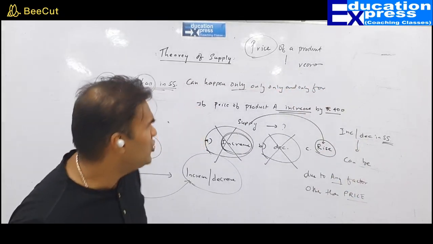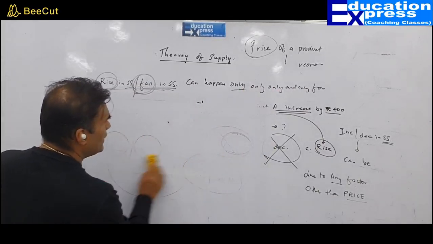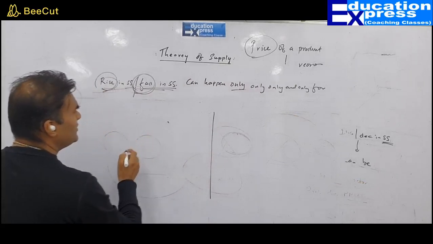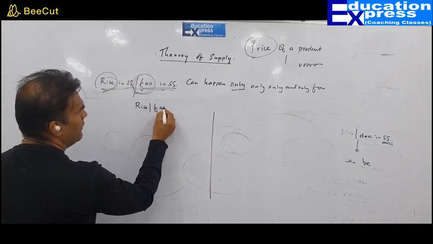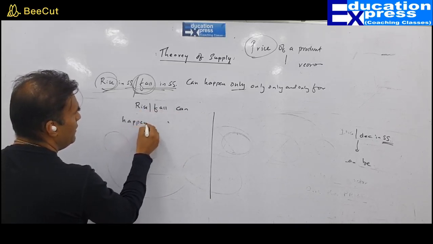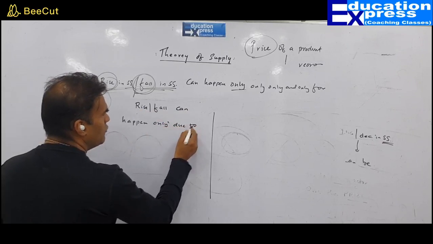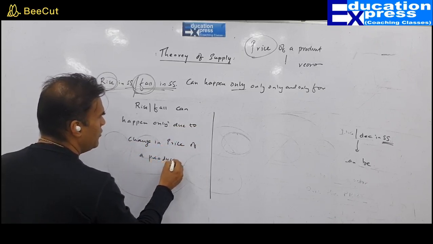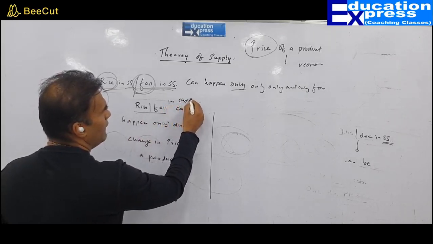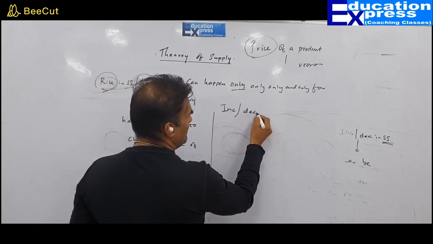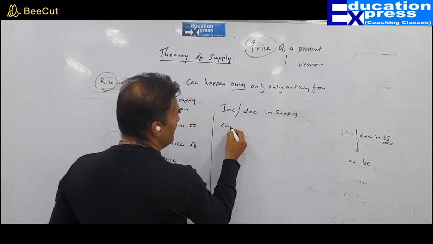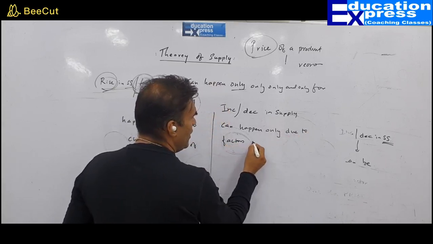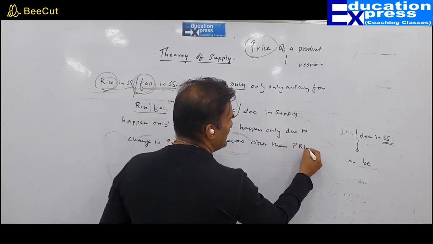In short, if you want to understand the concept in a short glimpse, then I would say that rise or fall can happen only due to a change in the price of a product. Absolutely. Rise or fall in supply, whereas increase or decrease in supply can happen only due to factors other than price.